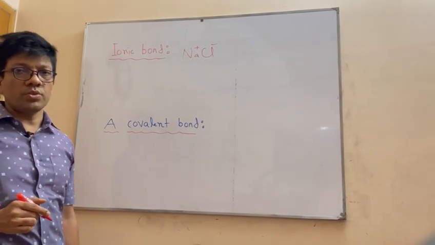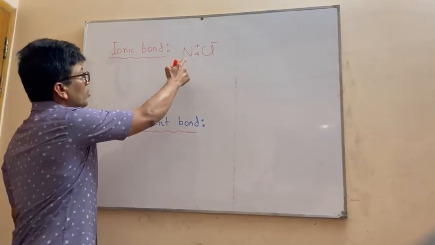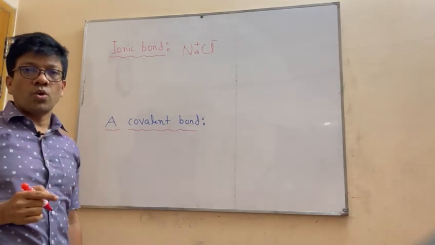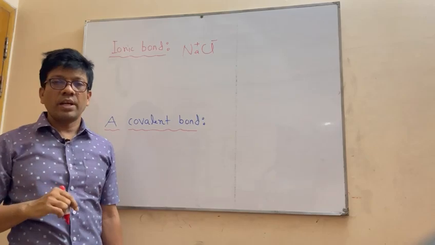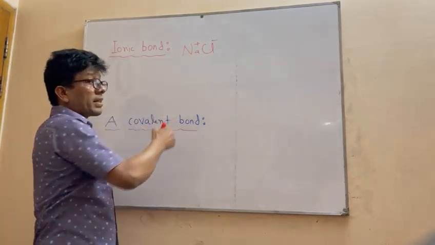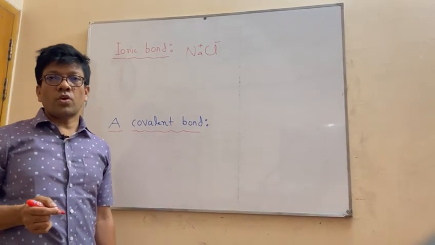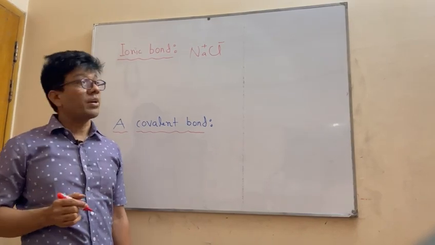Ionic bond is produced by the transfer of electron. And sodium is metal. Metal always lose electron. When metal lose electron, metal forms positive ion, and non-metal always gain electron. When non-metal gain electron, they form negative ion.